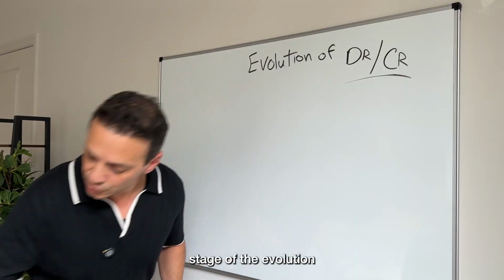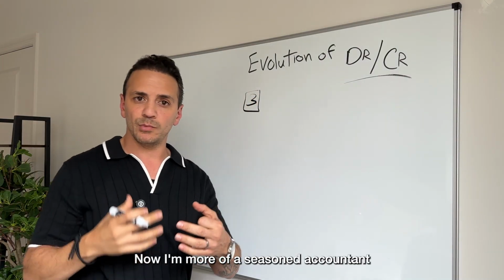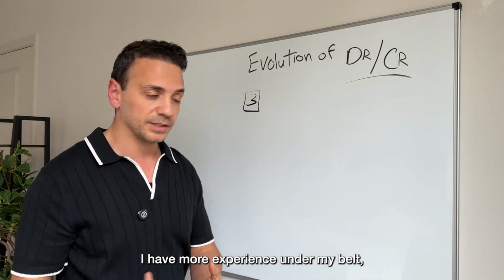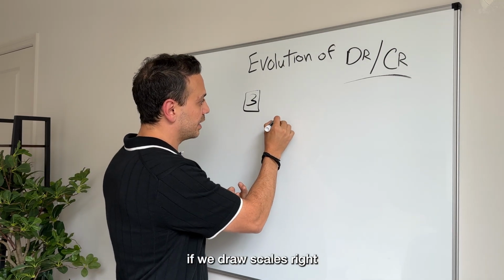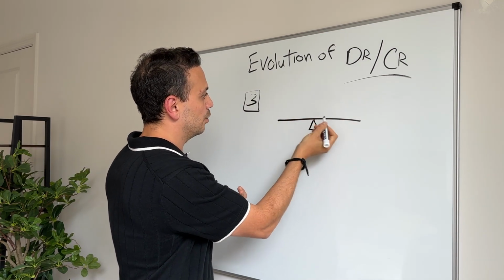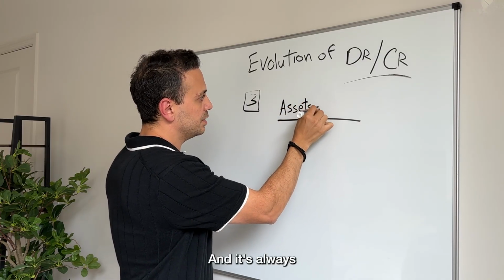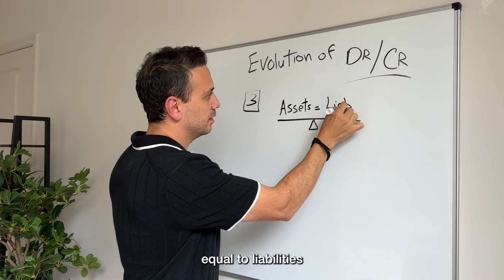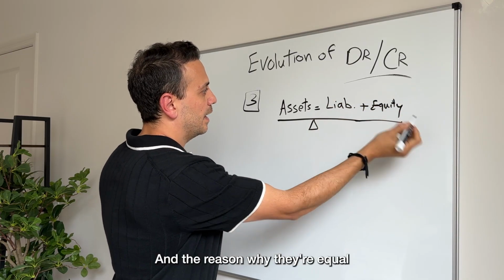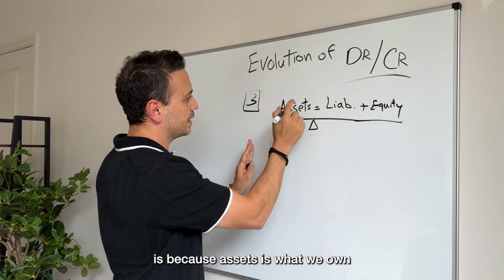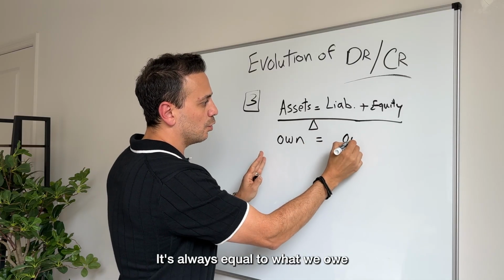Now, for the third stage of the evolution in my understanding of debit and credit, this came down the line. Now I'm more of a seasoned accountant. I have more experience under my belt and I understand how the accounting equation works. So the accounting equation, if we draw a scale, right? On one side we have assets and it's always equal to liabilities plus equity, right? And the reason why they're equal is because assets is what we own, right? It's always equal to what we owe as a company.